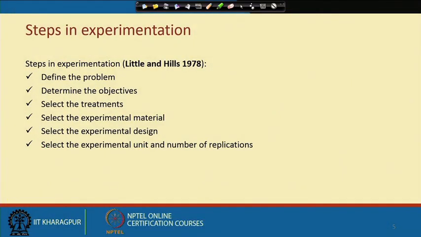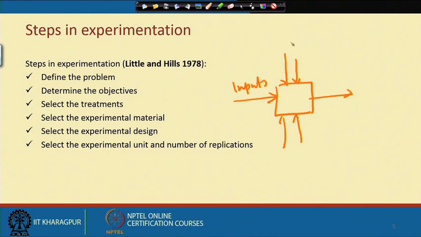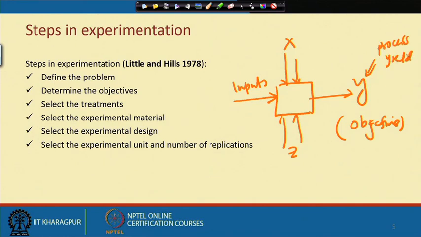Now, for the time being, let us concentrate on a process. It has inputs, it has outputs, it has controllable factors, it has uncontrollable factors. So, inputs are X, outputs Z, controllable factors, and Y is your response variable. Objectives will be set in terms of the problem. Suppose Y is the process yield, then what will be your objective? You want to maximize the process yield. The objective will be to maximize process yield.